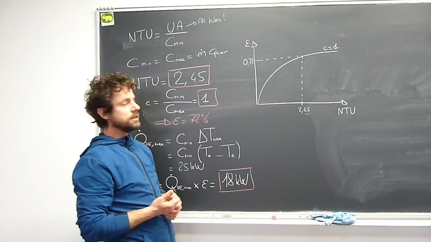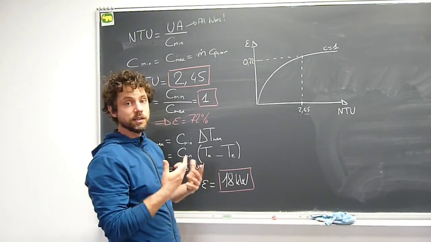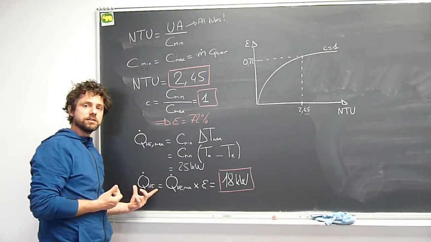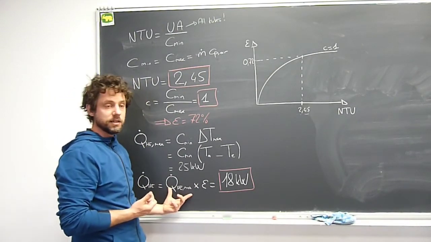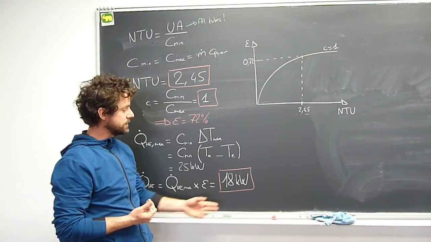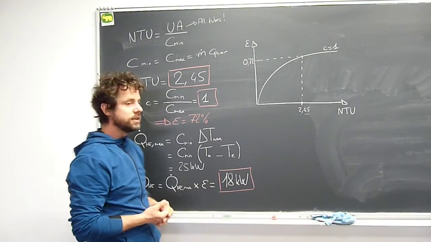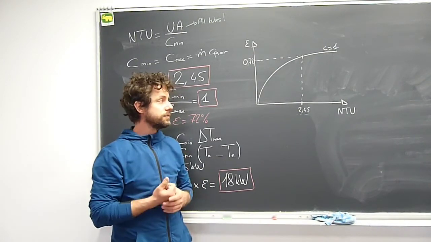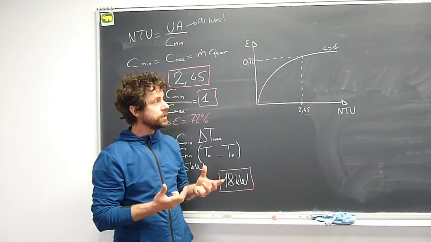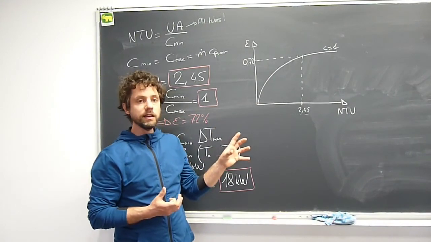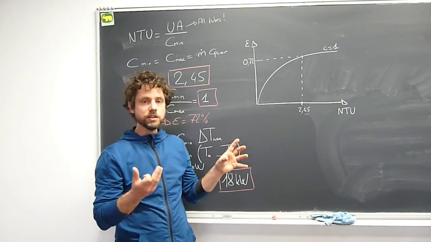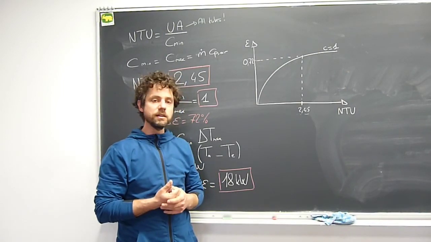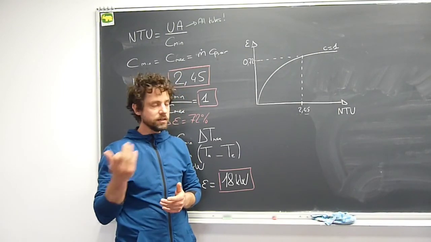And knowing now the efficiency of the actual heat exchanger that we are using, the actual heat transfer rate corresponds to the maximal heat transfer rate times the efficiency, and we find 18 kilowatts for the heat transfer rate we have in the heat exchanger from the stale air to the fresh air in order to preheat the fresh air that is taken from outside.